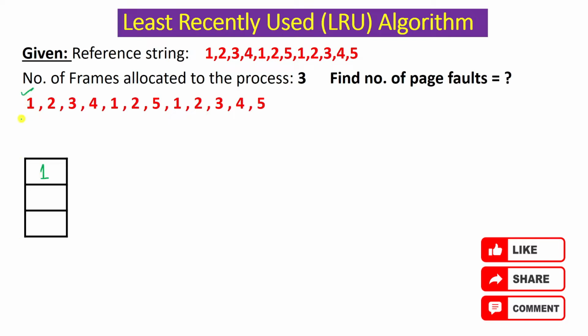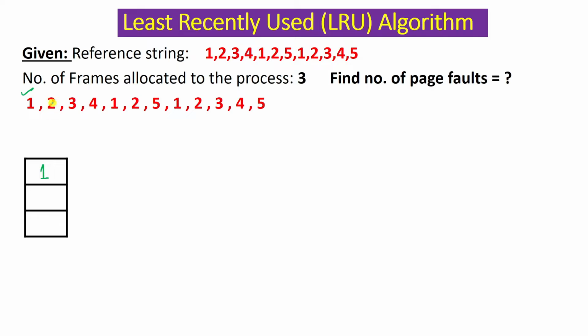Now this gives me a page fault, so I am writing a tick. Now 2, yes, 2 is not present here, so 2 will give me a page fault, and I will place 2 here. Now 3 will also give me a page fault because it is not already present here, so I will put 3 here. This is the same behavior in the other algorithms also. For these 3 pages I will get 3 page faults.